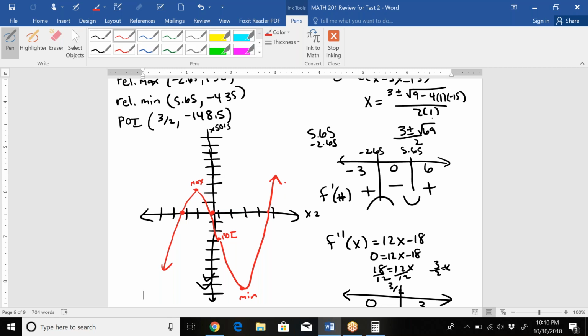So this is the big problem on the test. So just make sure you take your time. Don't do silly things like I did where you factor something that's not factorable. Make sure you know your quadratic formula.